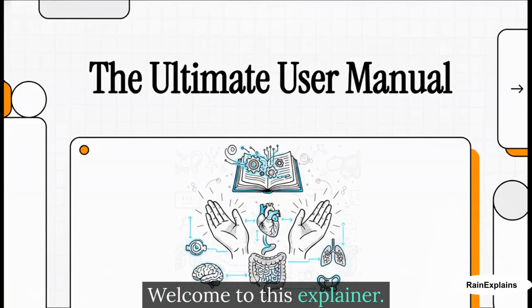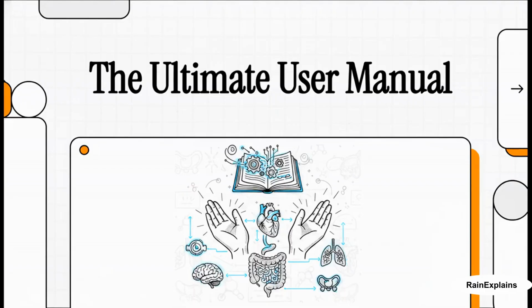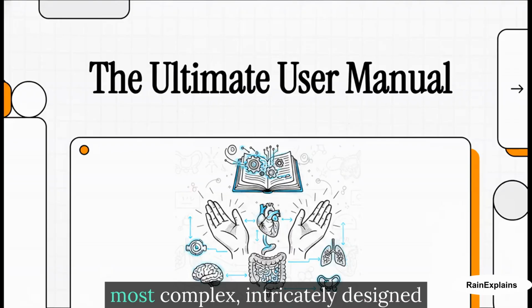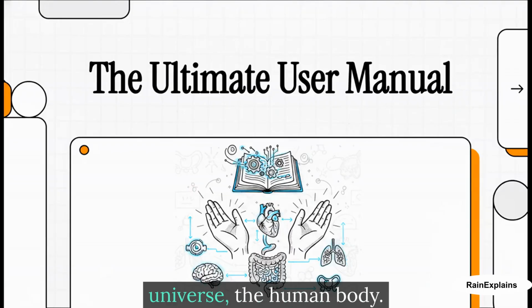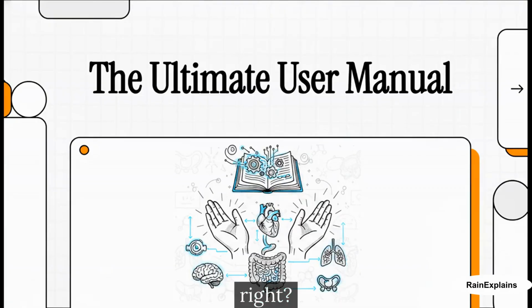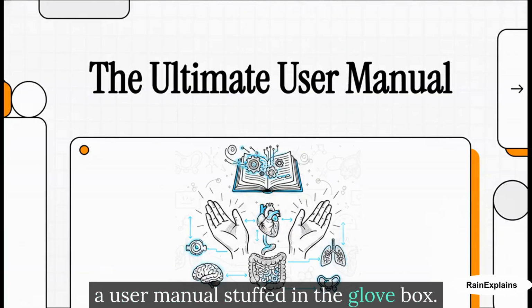Welcome to this explainer. Seriously, right now, take a second and look down at your hands. Take a deep breath. You are currently piloting the absolute most complex, intricately designed biological machine in the known universe, the human body. It's a total marvel of engineering, right? But, surprisingly, it doesn't come with a user manual stuffed in the glove box.